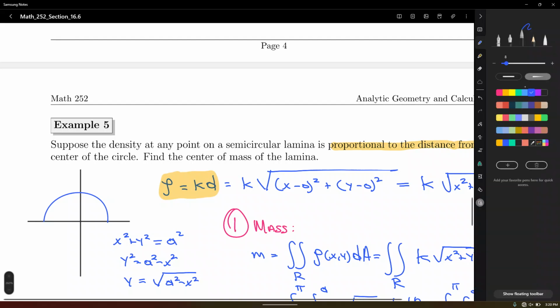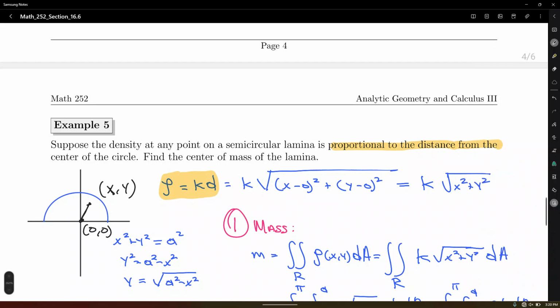And again, if we consider this semicircular region, we have the point (0, 0) and any point (x, y) in the planar region. So the distance from the origin and any point (x, y) will be given by x2 minus x1, that's x minus 0, and y2 minus y1, y minus 0. And x minus 0 quantity squared is x squared. Likewise, y minus 0 quantity squared is y squared, and everything is underneath the radical.